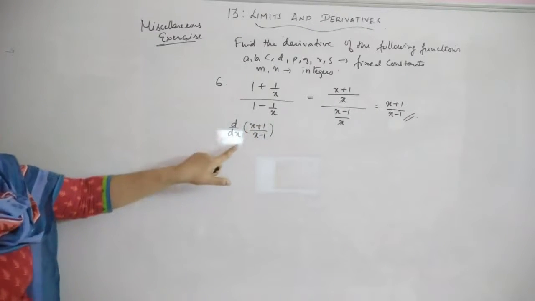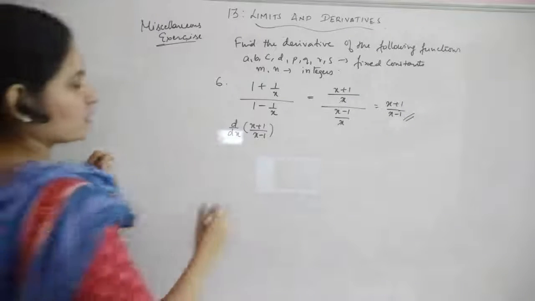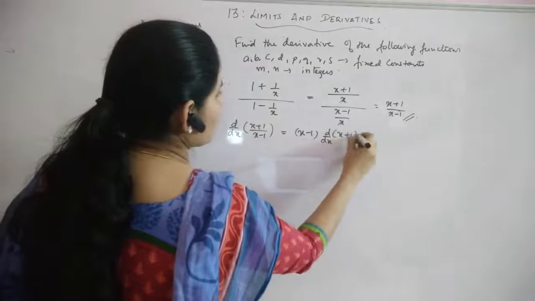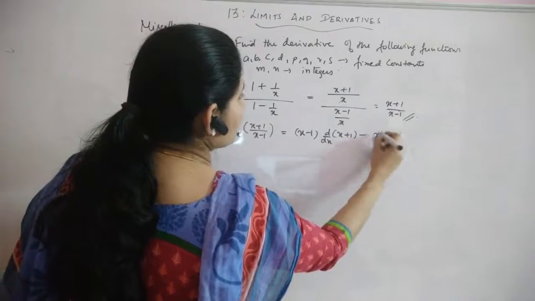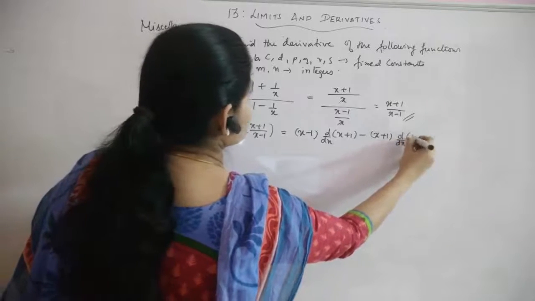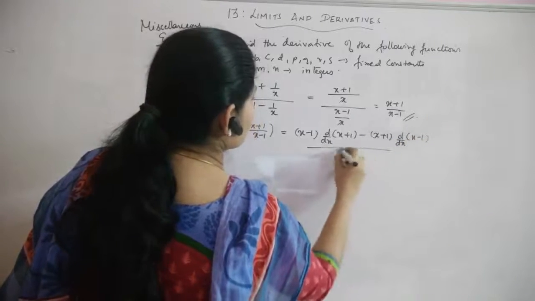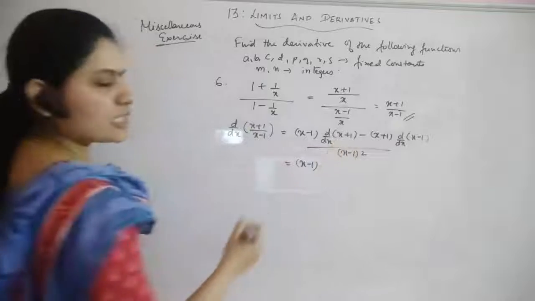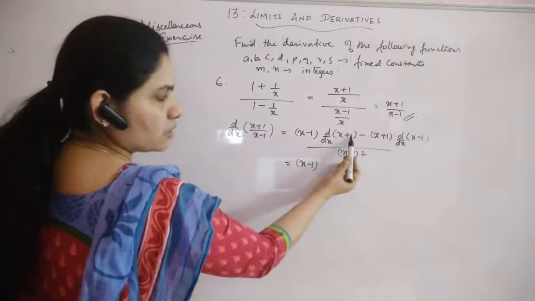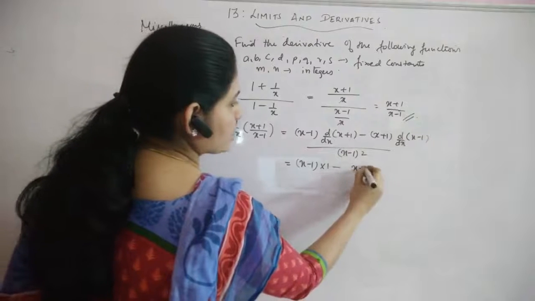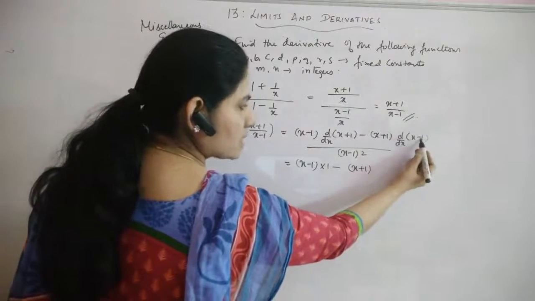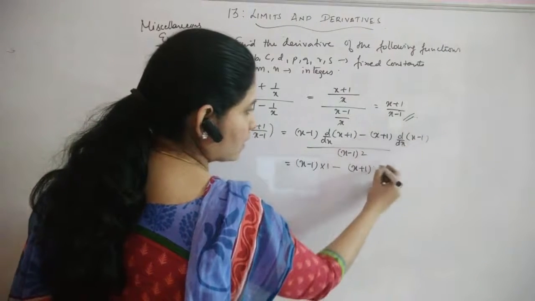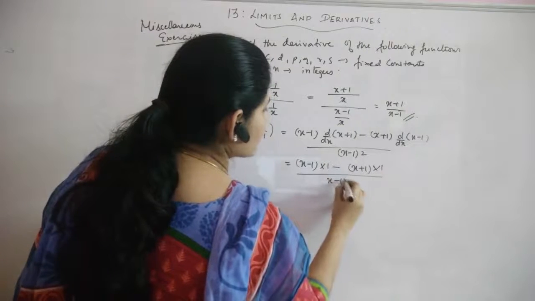Again it is in the u by v form, that is you can use quotient rule. What is quotient rule? Denominator into derivative of numerator minus numerator into derivative of denominator divided by denominator square. x minus 1 into derivative of x plus 1 will give you 1 plus 0. So it is 1 minus x plus 1 into derivative of x minus 1 is also 1 minus 0. Derivative of x 1, derivative of 1 0. So you will get again 1 here divided by x minus 1 the whole square.